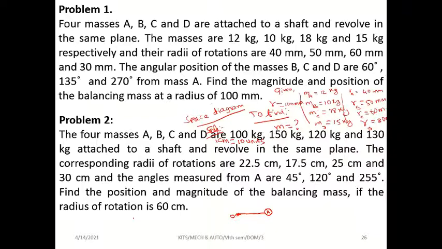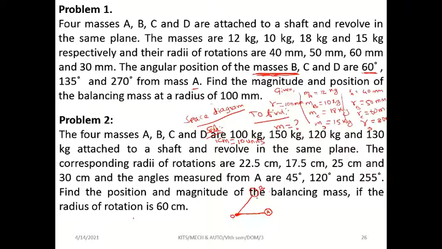Next one is MB. MB value is 10 kg for 50 mm. That is a 5 centimeter line. But what is the angle? Mass B is making a 60-degree angle with A. So take your protractor, keep it on OA and measure a 60-degree angle, draw a 5 centimeter line and put that as B.